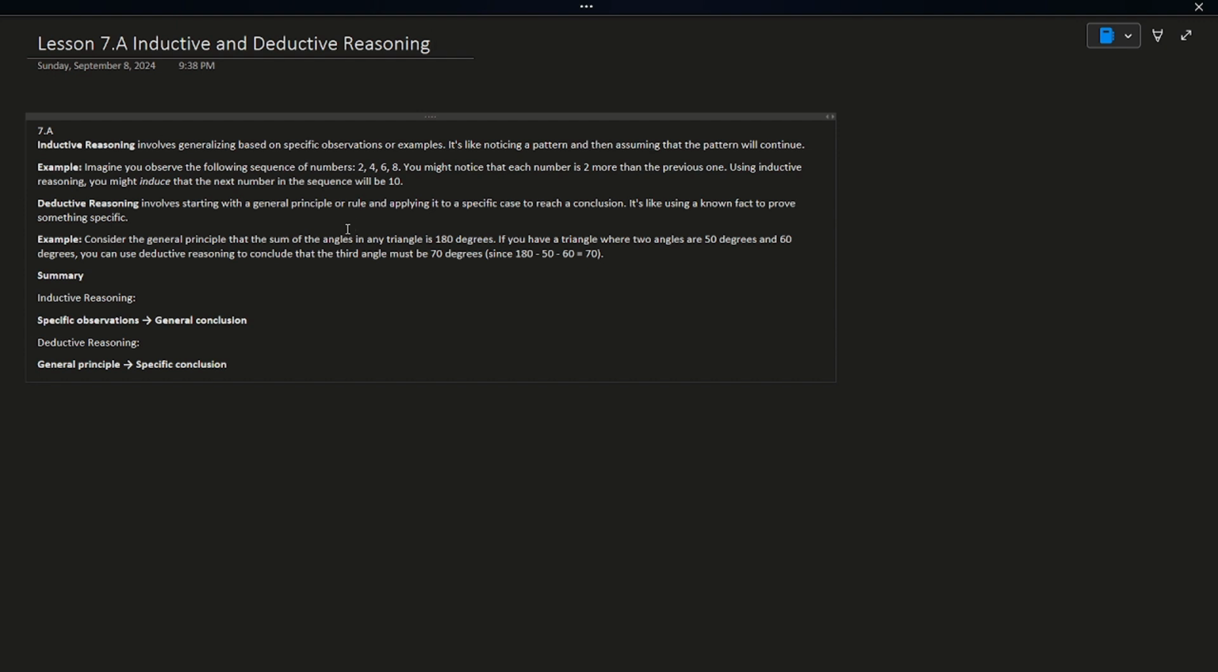So in summary, for 7a, we have inductive reasoning. Basically, specific observations lead to general conclusions, and deductive reasoning, a general principle, leads to a specific conclusion. And that's the basics right there for 7a.